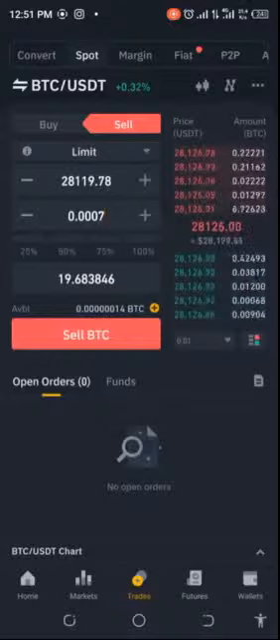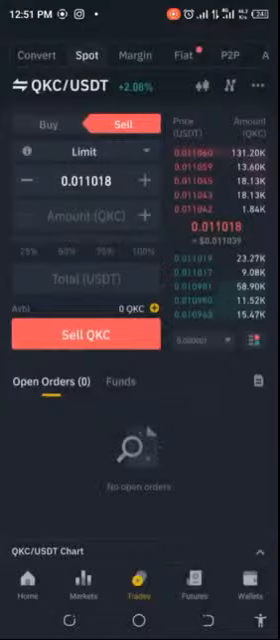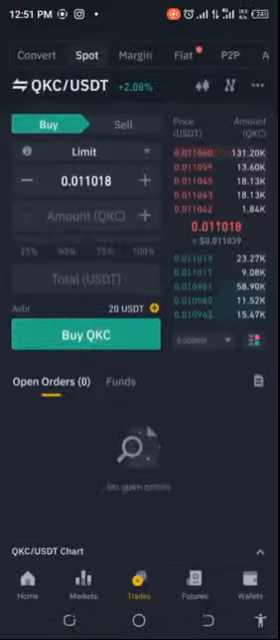So let's go back. Let's retrace our steps back to QKC USDT. I'm doing this so that we can be clear on what we really need to do and what we are deciding to do, okay? So what we want to do is buy, but it looks like we're going to have to use a limit order with a slight mix, okay?